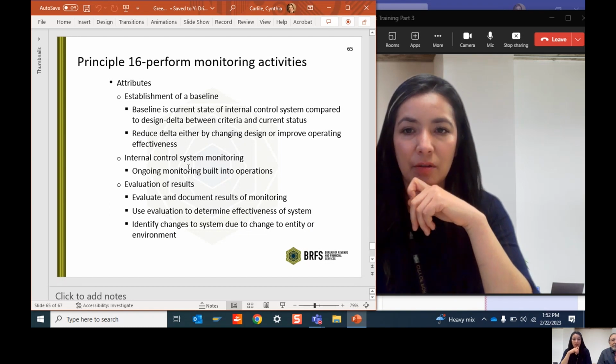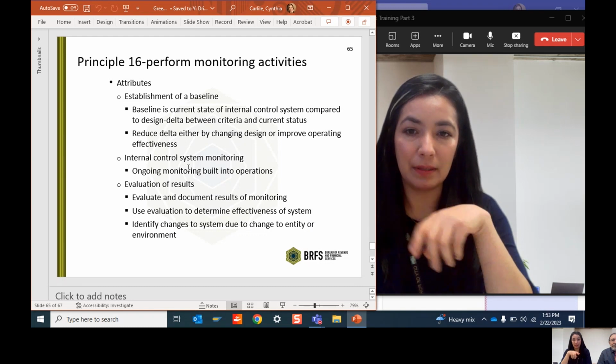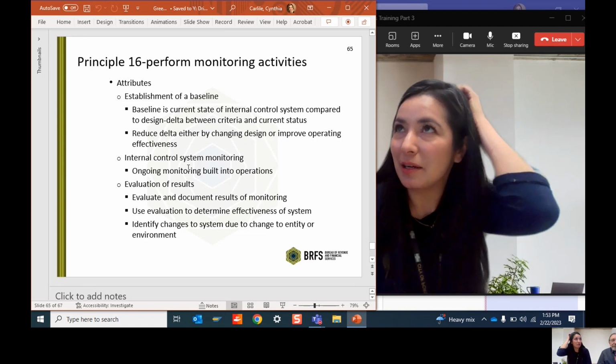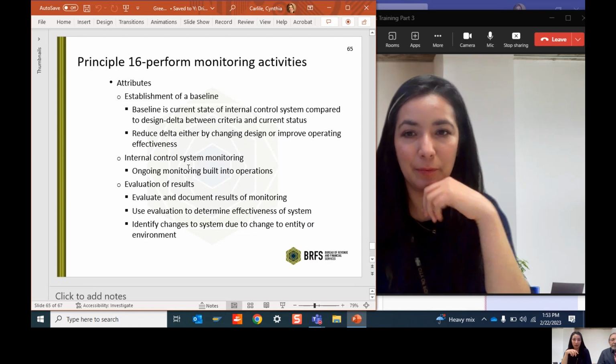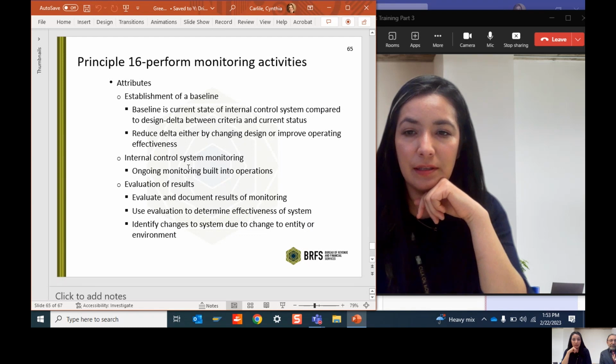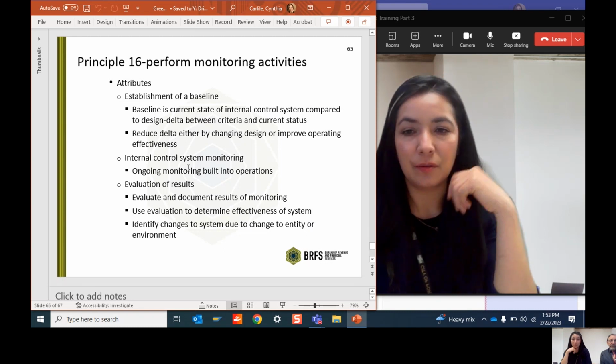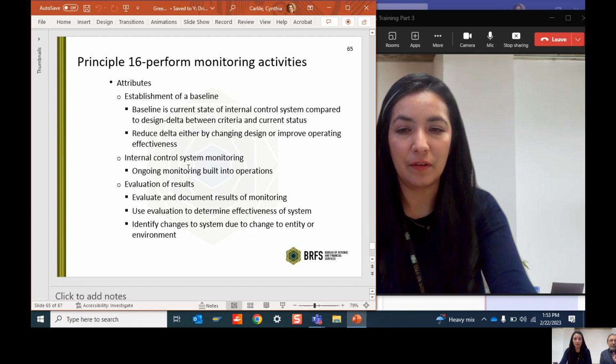Another attribute is the internal control system has ongoing monitoring built into its operations. So kind of like whether it's larger milestones or at a more granular level. And finally, evaluation of results, which consists of evaluating and documenting results of that monitoring, using evaluation to determine the effectiveness of the system, and identifying changes to the system due to change in general or the entity environment, other factors.